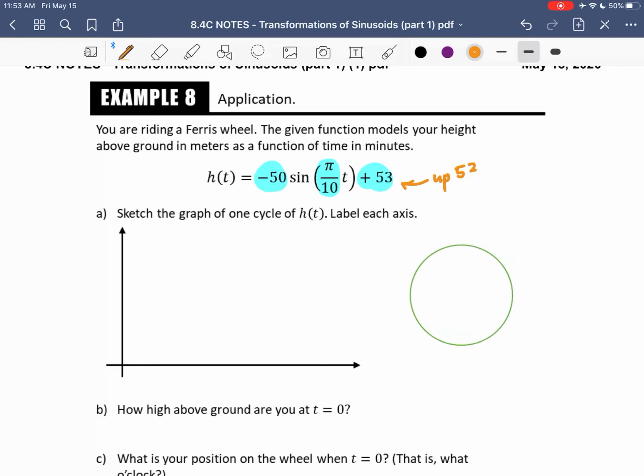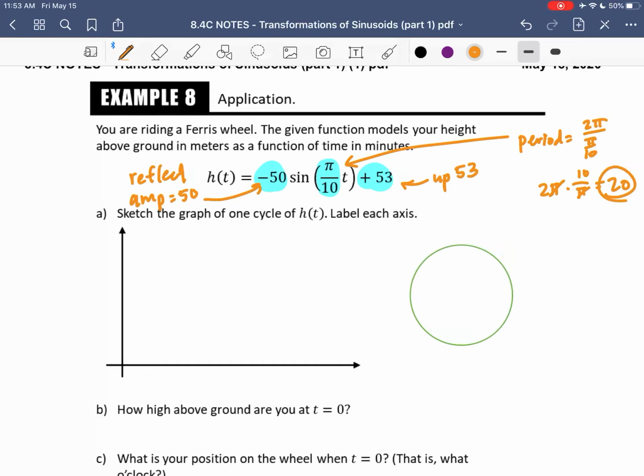So I'm just going to kind of mark, this is up 53. This is reflect or flip and amplitude 50. This pi over 10 means we're going pi over 10 the speed. So it means our period is 2 pi divided by pi over 10. And when I divide by a fraction, I need to flip and multiply. So 2 pi times 10 over pi. So pi over pi, this is just 20. So apparently our period is 20.